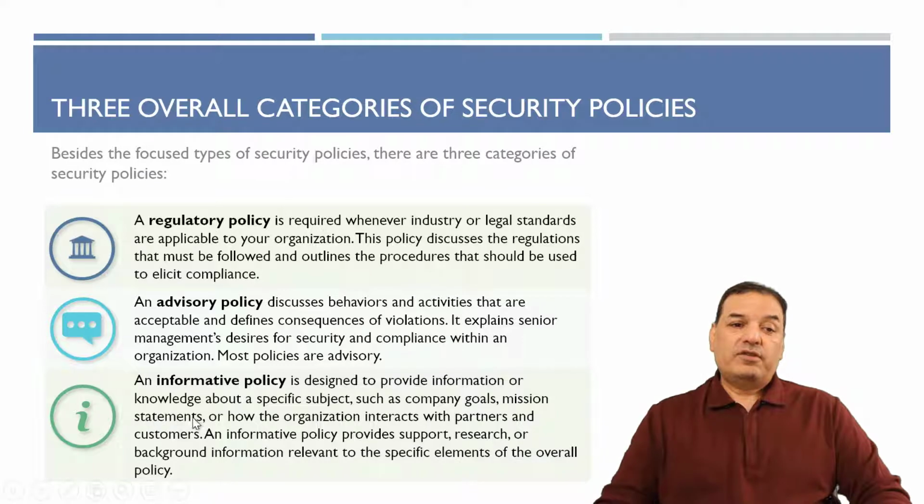Then you have the third category of security policy, called the informative policy. It is designed to provide information or knowledge about a specific subject, such as company goals, mission statements, or how the organization interacts with partners and customers.